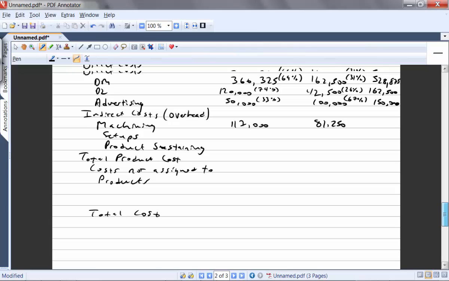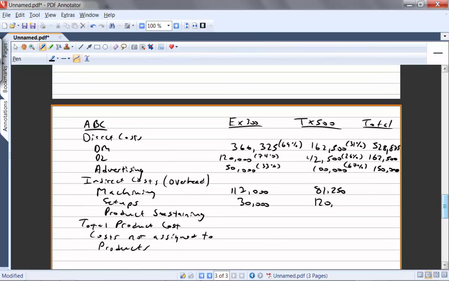So 30 setups for the E product. The E product got 30,000 of the activity costs for setups. The T product got 120,000. So percentage-wise, this is 150. The E product got a fifth, and the T product got 80% of it.